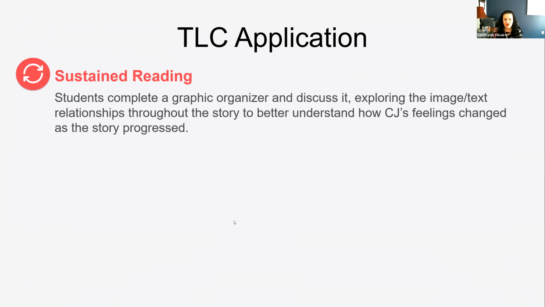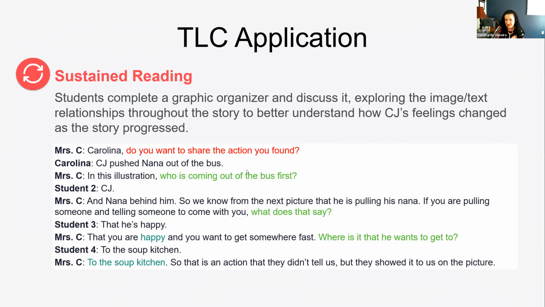For sustained reading, she asked students to complete a graphic organizer and discuss it, exploring the image-text relationships throughout the story to better understand how CJ's feelings changed as the story progressed. So as I'm going to read this to you, I need some volunteers. I need Carolina. I need student 2, student 3, and student 4. And you can just unmute your microphone to help me out because we don't have a lot of time to wait. So just feel free to unmute and help us out.